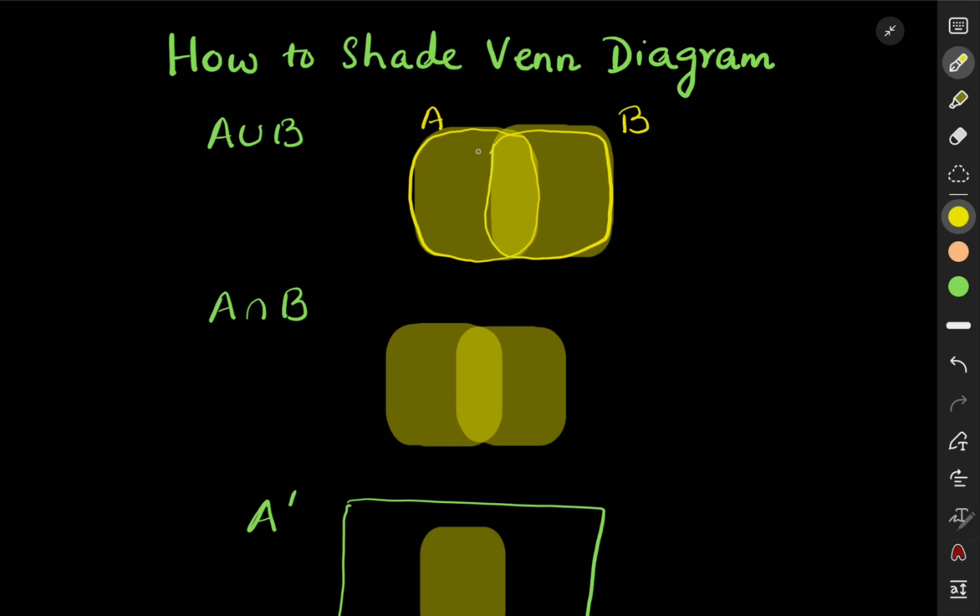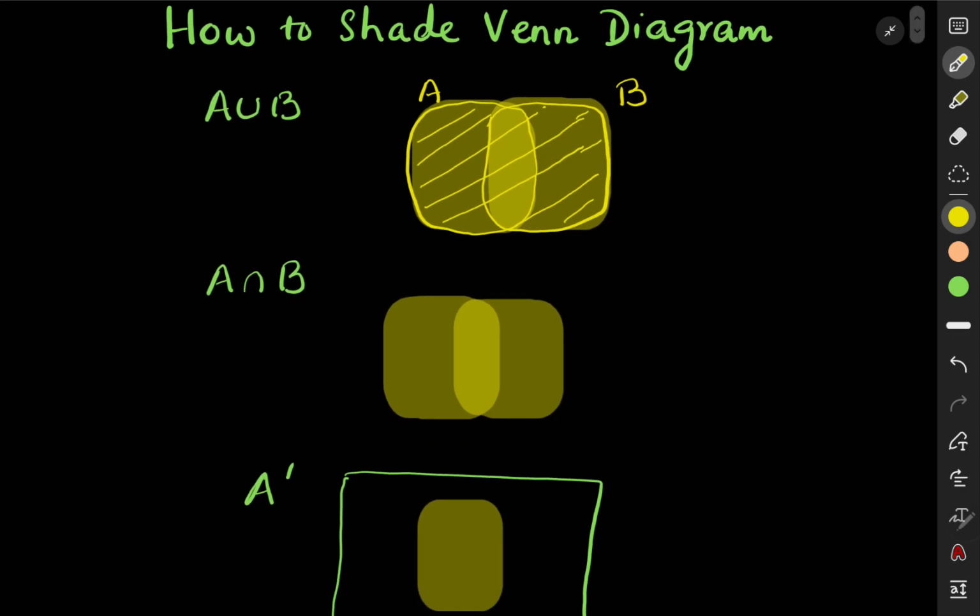So to show A union B through Venn diagram, we shade whole set A and set B. So this shows A union B.